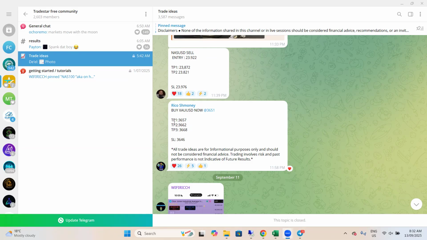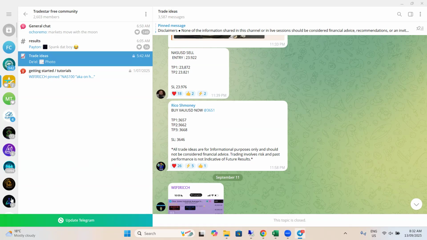Okay, they give you what's called TPs, which is take profit. So if you're new to trading, just stick to take profit one, right, until you're familiar. Okay, and then they give you an SL, which is a stop loss, right? So it's there to protect your account.